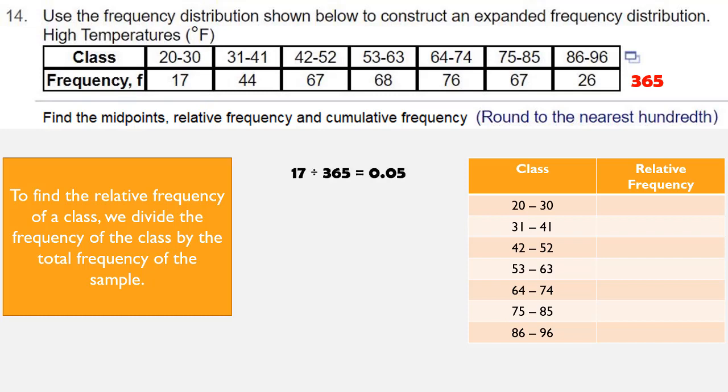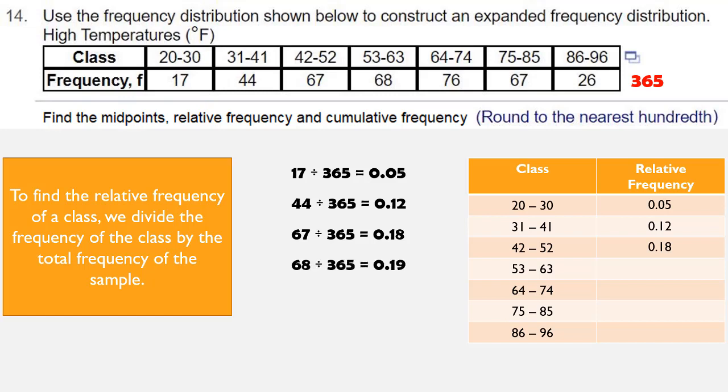For the first class, 17 divided by 365 is 0.05, so that's our first relative frequency. 44 divided by 365 is 0.12, which is our next relative frequency. 67 divided by 365 is 0.18. 68 divided by 365 is 0.19. 76 divided by 365 is 0.21. 67 divided by 365 is 0.18. And 26 divided by 365 is 0.07.